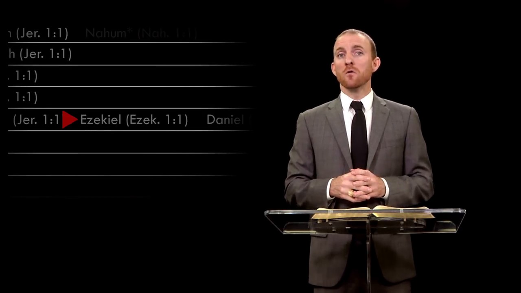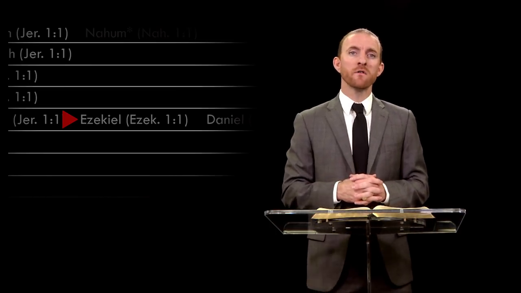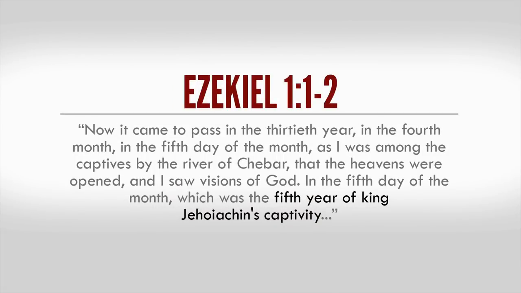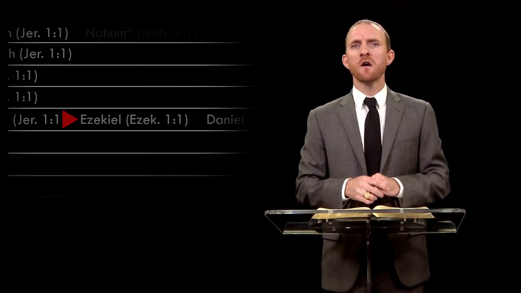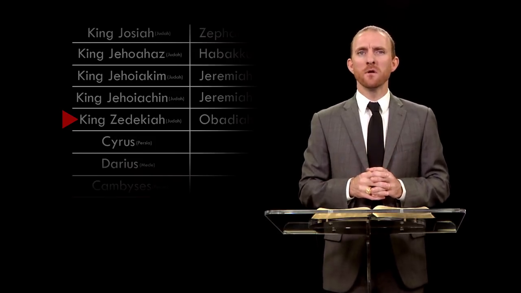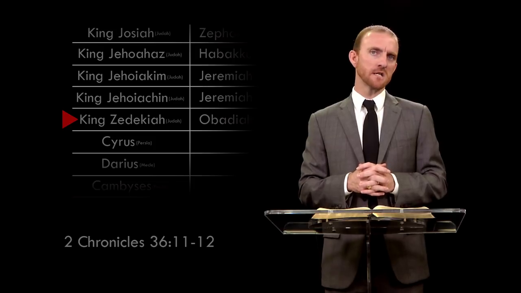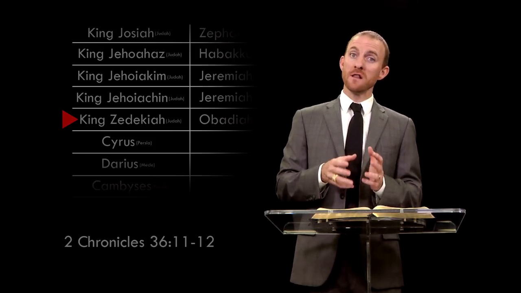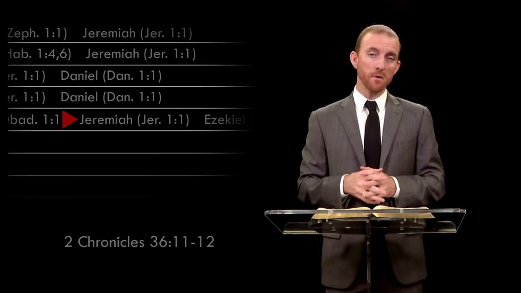The prophet Ezekiel reveals the time during which he would prophesy when he says his visions were in the 30th year, in the 4th month, in the 5th day of the month, as I was among the captives, Ezekiel 1 and verse 1. He further points out it was the 5th year of King Jehoiakim's captivity, Ezekiel 1 and verse 2. This well establishes his prophesying to be under the reign of King Zedekiah. It should also be noted, based on 2 Chronicles 36, verses 11 and 12, this is also the last period Jeremiah the prophet would be working.